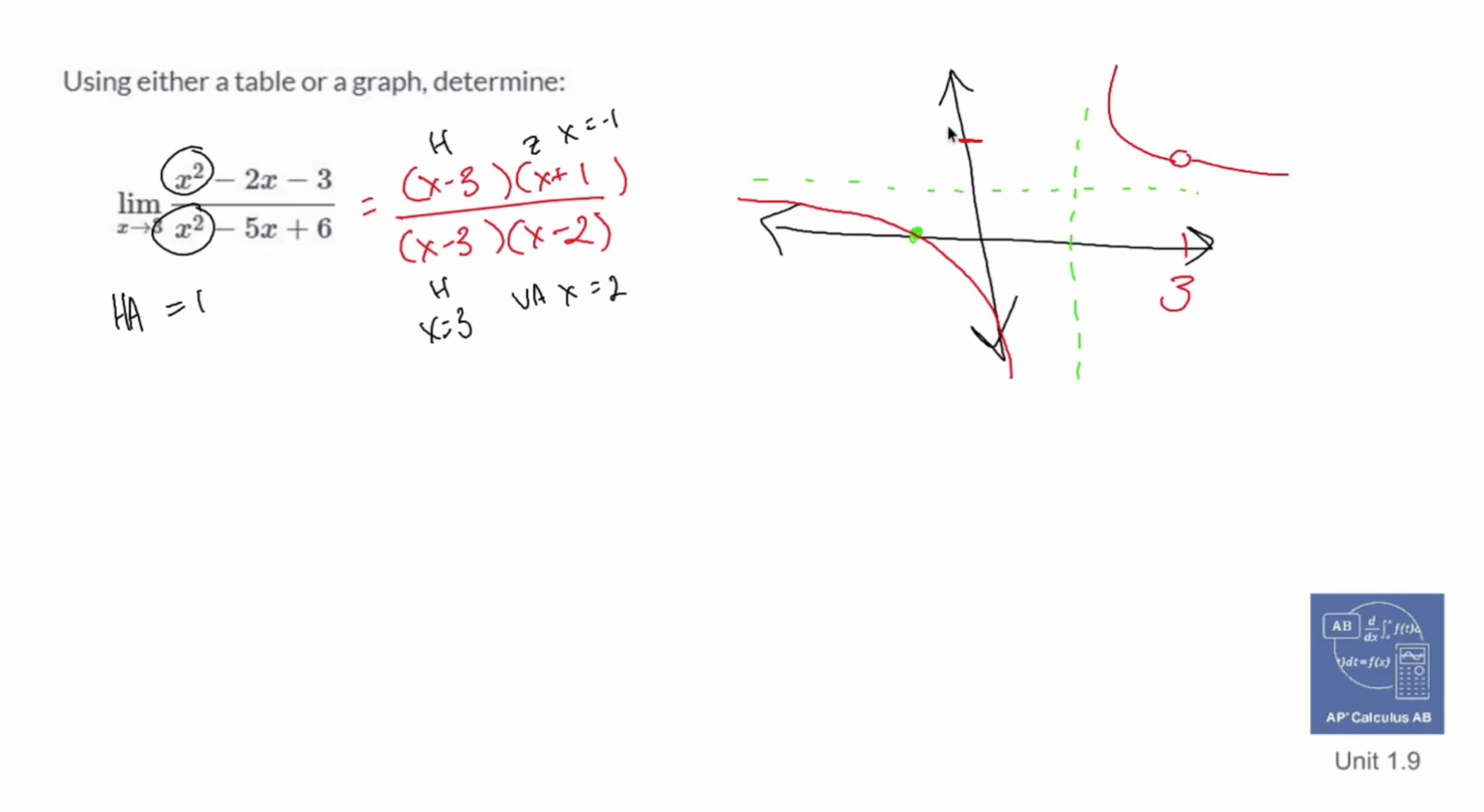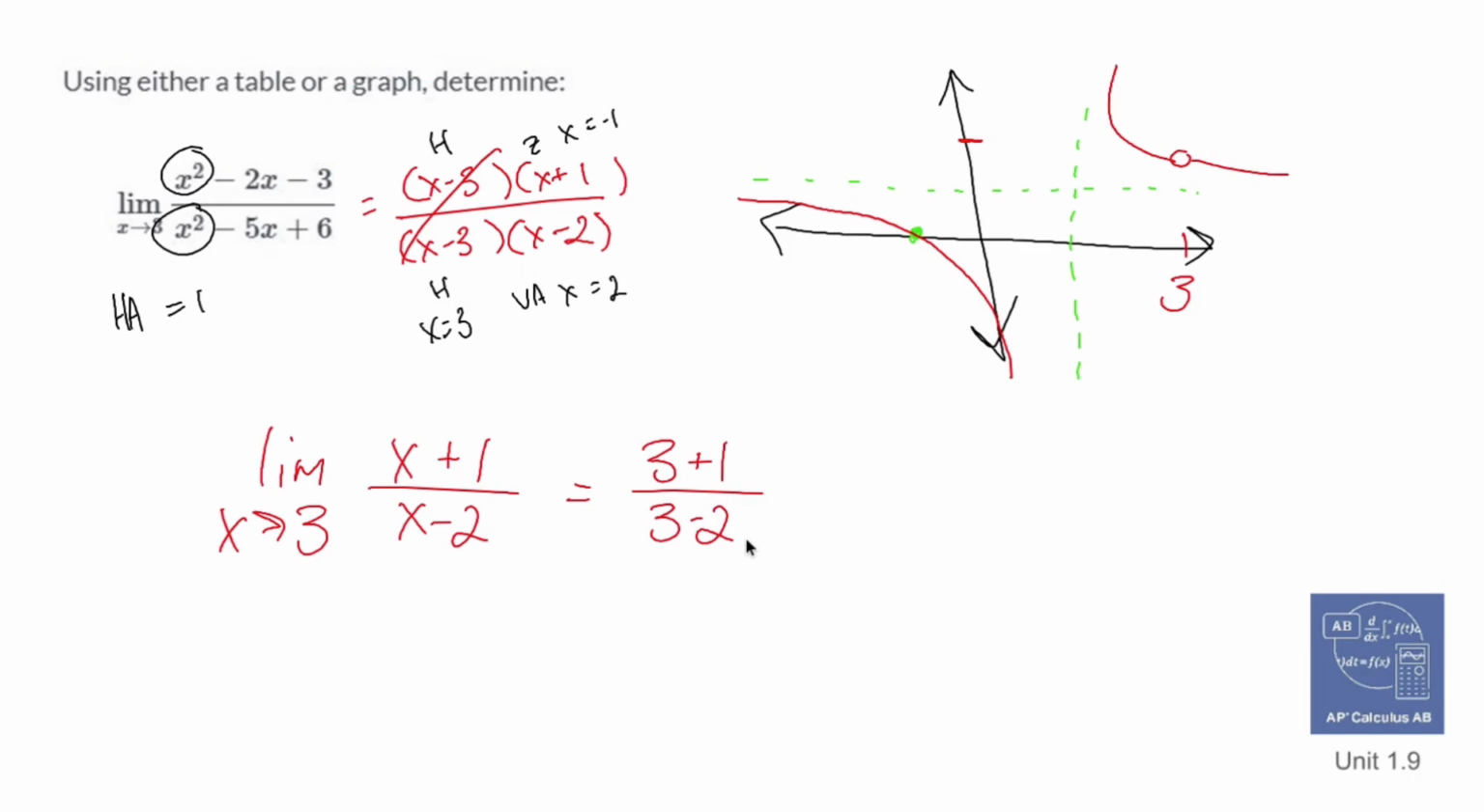But you know what? I don't want to do that. I don't want to use just my graph. I'm actually going to use the fact that since these factors are the same, they cancel out. That leaves me with the limit as x approaches 3 of (x plus 1) over (x minus 2). Plug in 3 plus 1 over 3 minus 2, and that gets me 4 over 1. So my limit's going to be 4, and I can kind of see that.